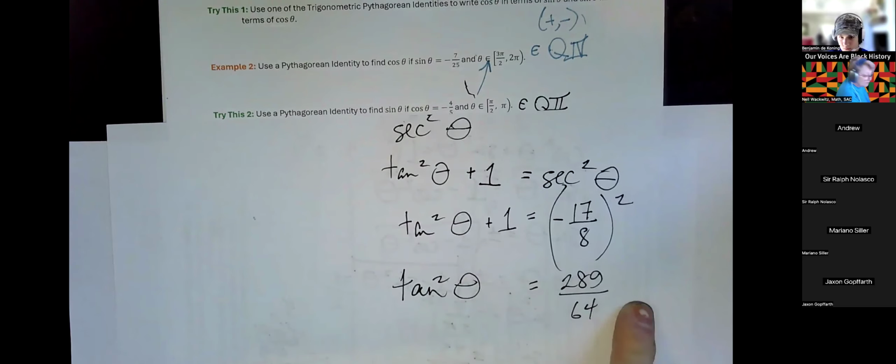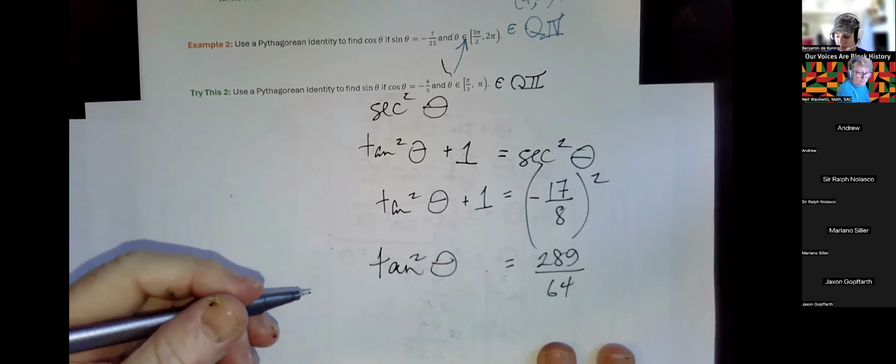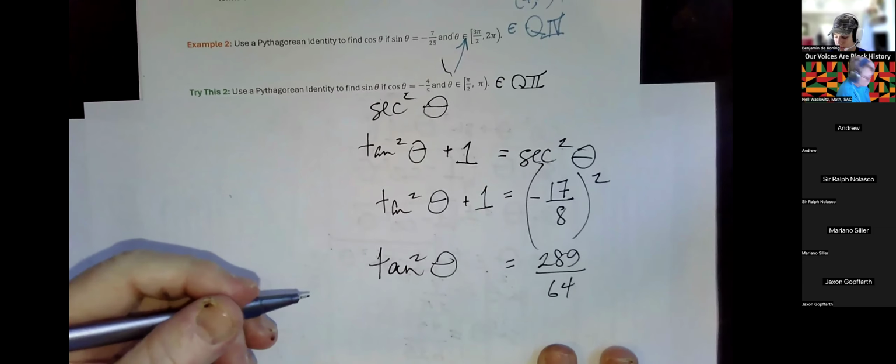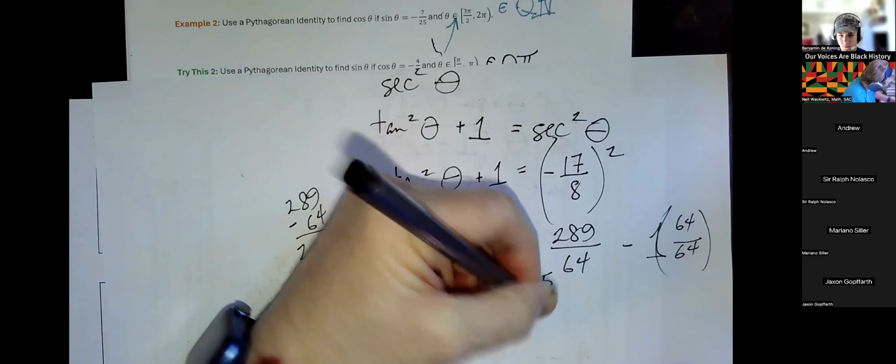Can I move the 1 also in this step? So we've got, I'm going to write 1 as what over what? 64 over 64. Okay. And we're finding 289 minus 64. Oh, there's no borrowing. That's kind of boring. 225. So we get 225 over 64.